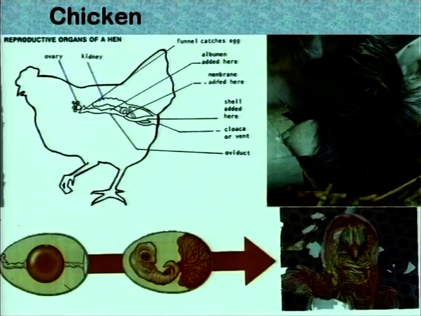Looking at birds, we'll have a look at chicken. The female chicken, which is called the hen, has an ovary. It also produces eggs, right?